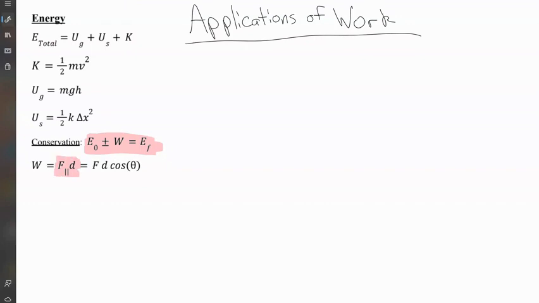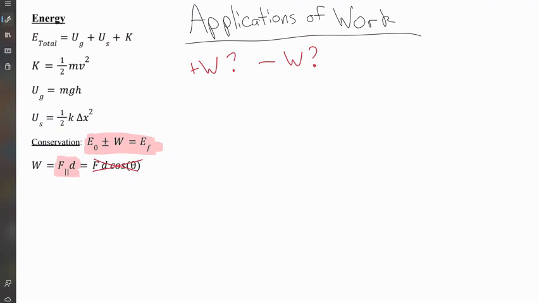So, we have this F, and this is F parallel D, the force that is parallel to the displacement. When we get into second semester, we're going to look at this other half of the equation with FD cosine theta. But that is second semester. We're not going to worry about that yet. We're just going to go with the part of the force that is parallel to displacement. Okay, notice though how energy plus or minus work is equal to energy final. So we just have to decide, is this positive work or is this negative work? But that's the same thing as we did the first part of looking at work.